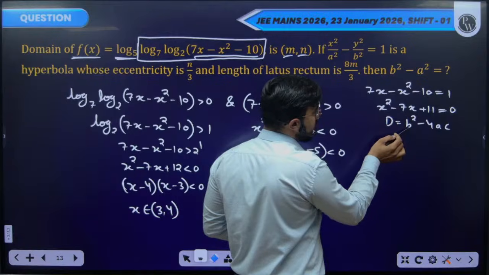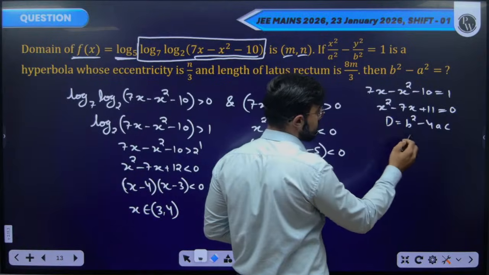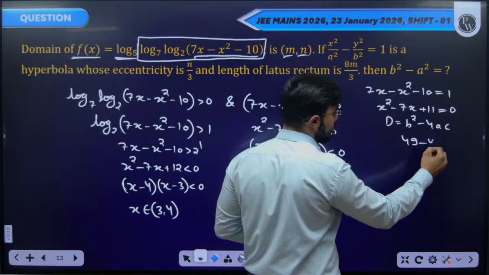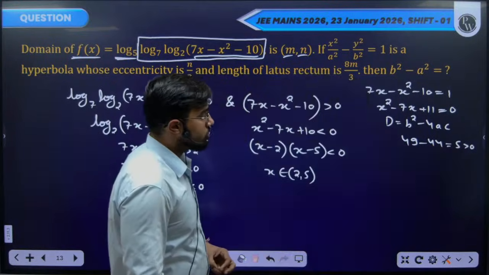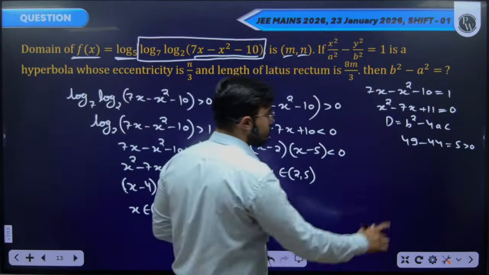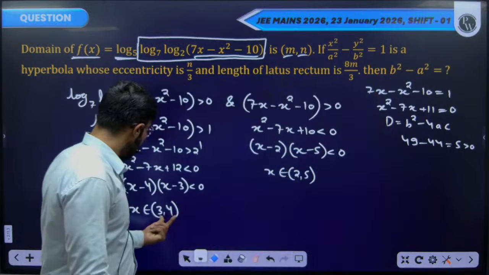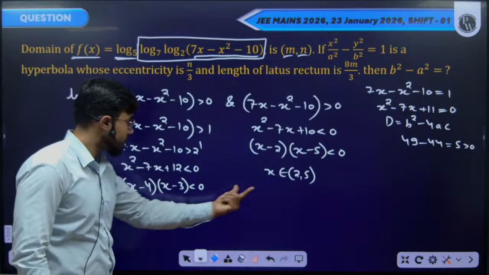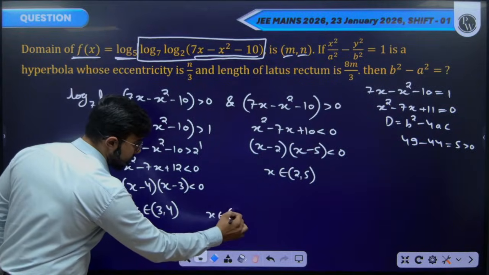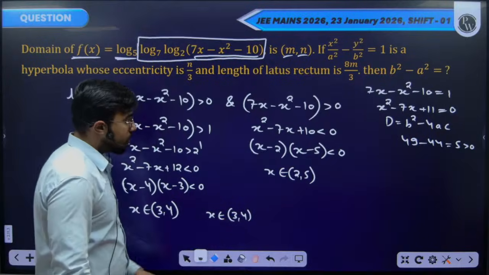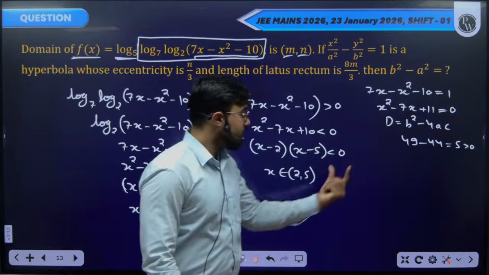So if we check the d value, what will we get? This is 49 minus 44, so I think this is 5, greater than 0. So the value of d is positive, so it has two roots. Now first find the intersection of these two values. The intersection of these two is nothing but (3, 4). Now is there any root of this equation between 3 and 4?